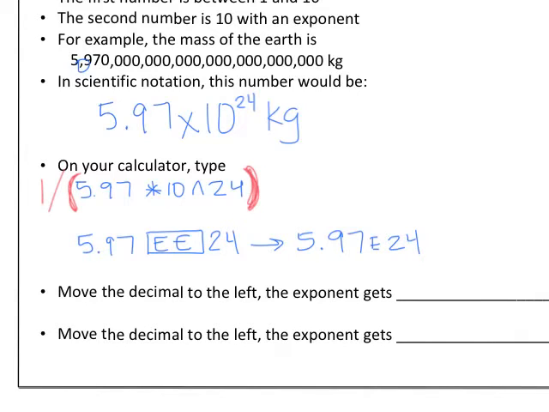And remember, if we move our decimal to the left, the exponent is going to get larger, just like we did in our example with the mass of the Earth. And if you move your decimal, let's scratch this one out. This one should say to the right. So check your notes. If you move the decimal to the right, then your exponent will get smaller.